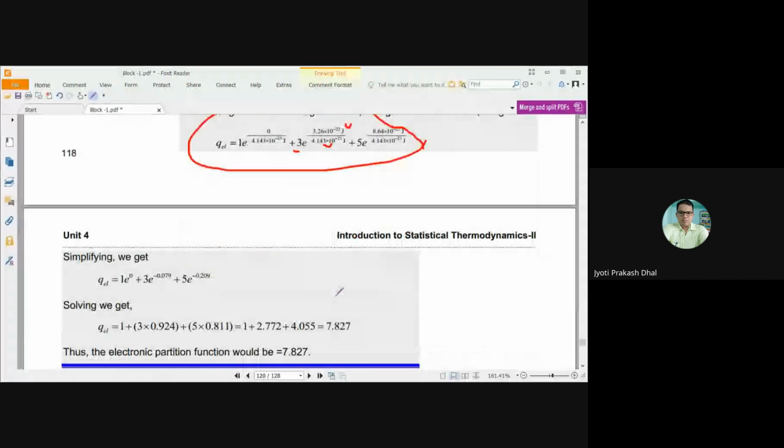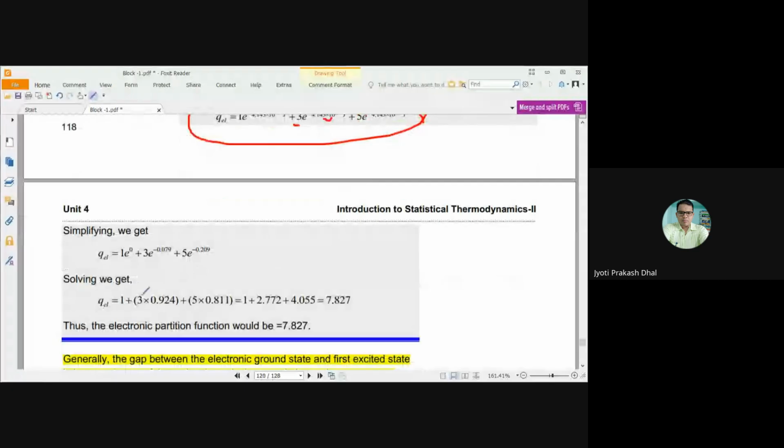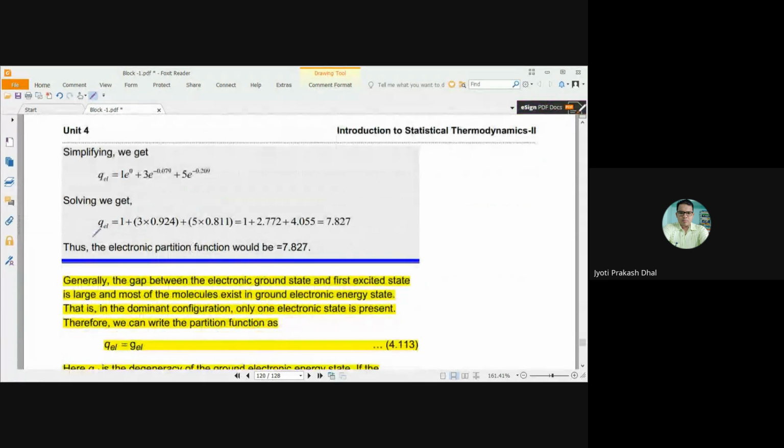Now simplify by using a scientific calculator. So q electronics equals 1 into e to the power 0 plus 3 into e to the power minus 0.079 plus 5 into e to the power minus 0.029. Now solving again, we can write q electronics equal to 7.827. So the electronic partition function would be like this. Exactly this question may come, or a similar type of question, but the methods will be the same.